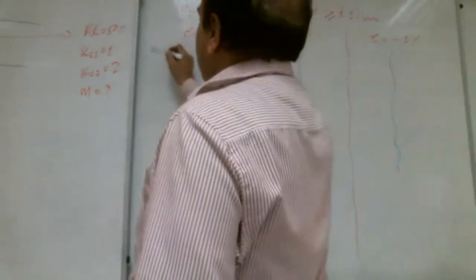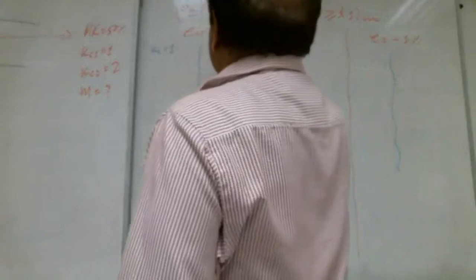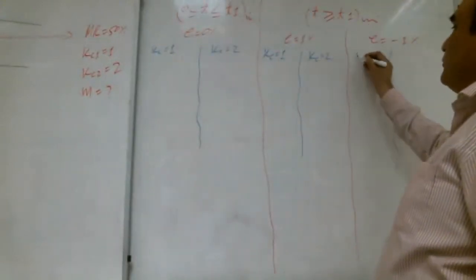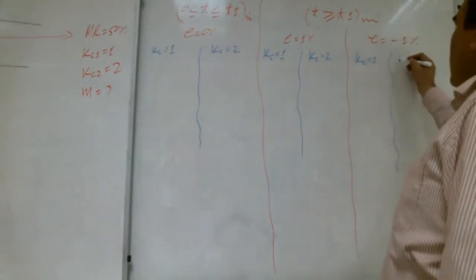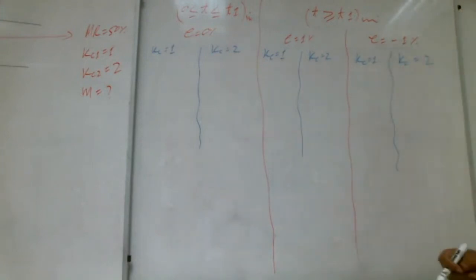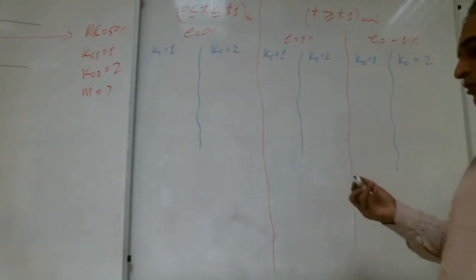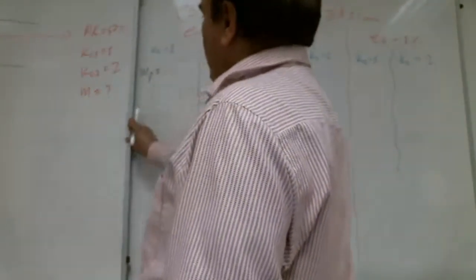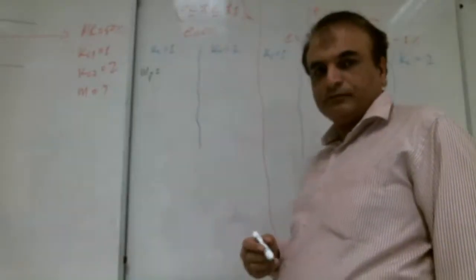So Kc is equal to 1, Kc is equal to 2, Kc is equal to 1, Kc is equal to 2, Kc is equal to 1, Kc is equal to 2. Are you with me, Shabab? Yes, doctor. What is the output?